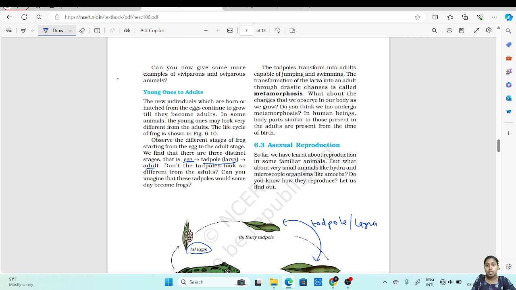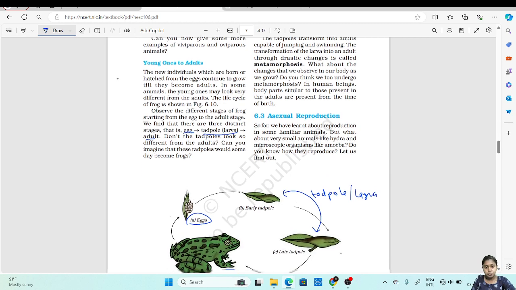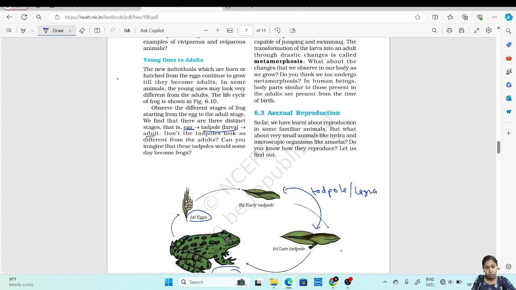The tadpoles transform into adults capable of jumping and swimming. Are these tadpoles capable of jumping and swimming? They are capable of swimming, but are they capable of jumping? No. So this frog is capable of both jumping and swimming. Jumping because of its legs. These tadpoles don't have legs. Here it starts growing, but it doesn't have a complete leg.